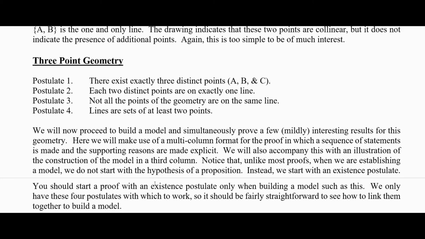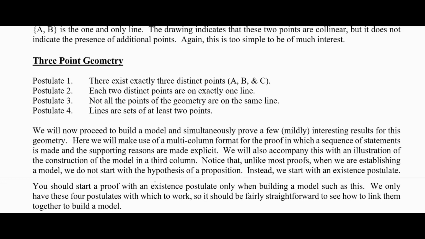Unlike most proofs, when we establish a model, we do not start with the hypothesis of a proposition. Instead, we start with an existence postulate. So this is a different kind of proof. You should start a proof with an existence postulate only when building a model such as this. We only have these 4 postulates with which to work, so it should be fairly straightforward to see how to link them together to form a model.